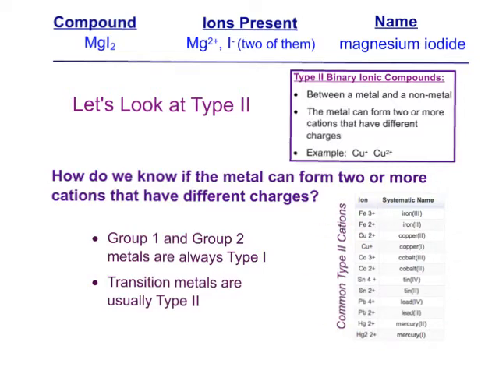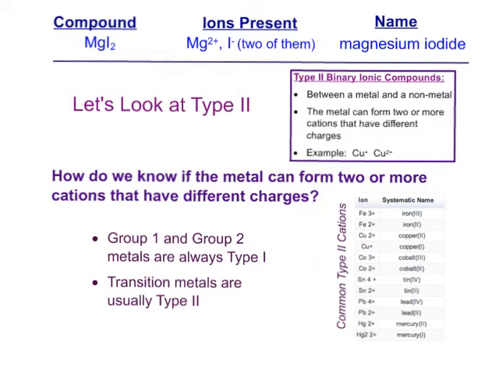You can see iron. It can form a +3 ion or a +2 ion. Copper can form a +1 or a +2. We have tin, which could form +4 or +2. Those are some different cations that can be formed.